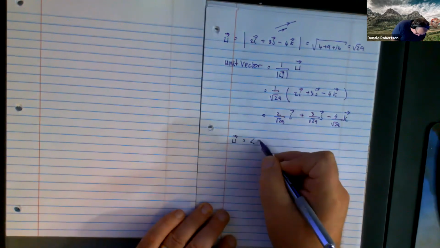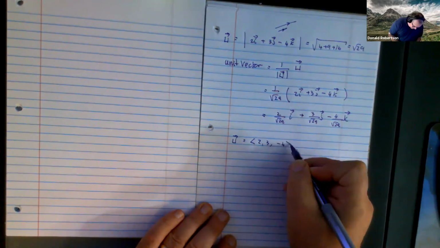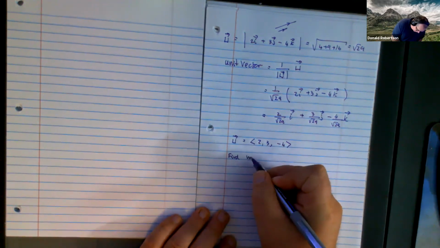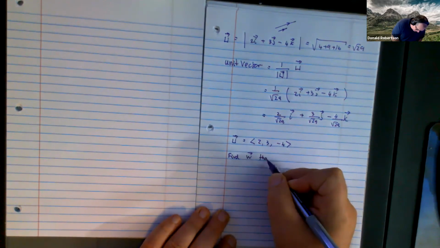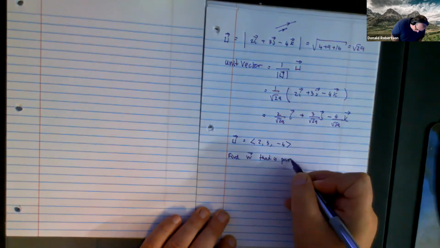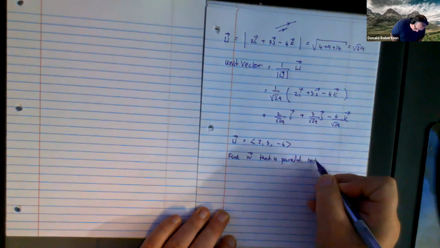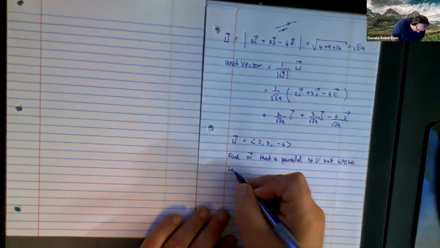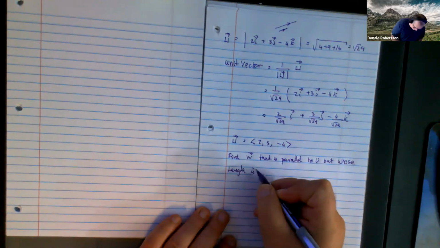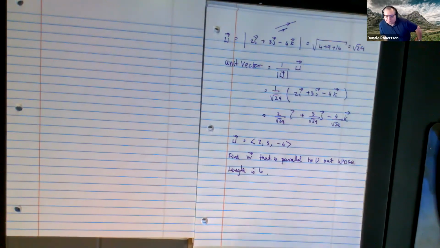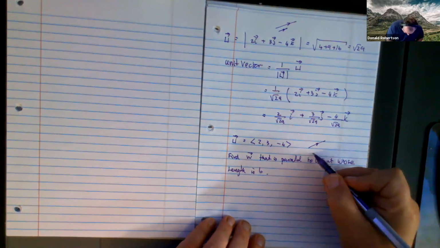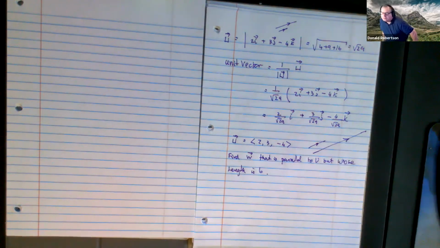I'm going to write it in component form now, just to make my life easy. And I ask you to find this vector. Find a vector w that is parallel to u, but whose length is 6. So here's the puzzle. I got my vector u, and I want another vector 6 times as long. Right? That's all I want.